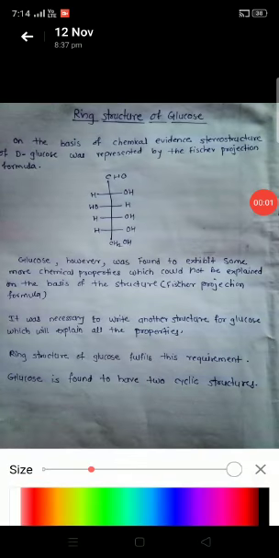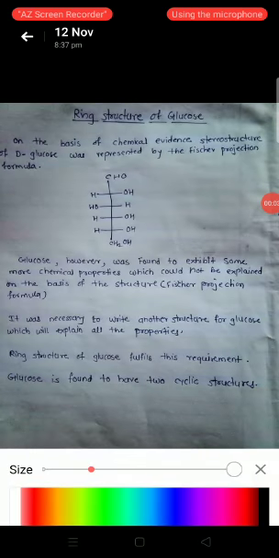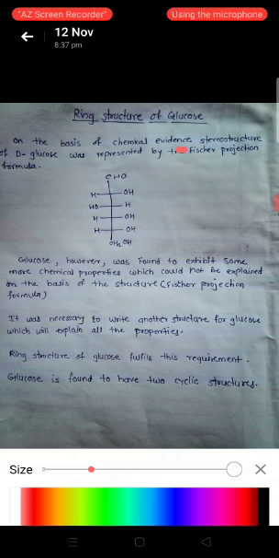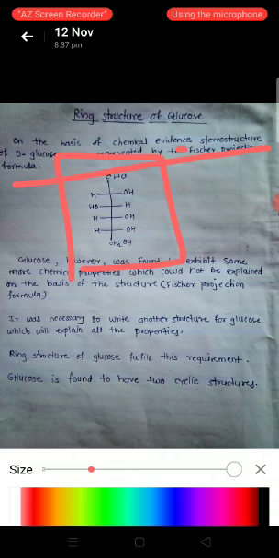Hello student, today we are going to discuss the ring structure of glucose. On the basis of chemical evidences, the stereo structure of glucose was represented by the Fischer projection formula. See here the Fischer projection formula. This is the Fischer projection formula of glucose.